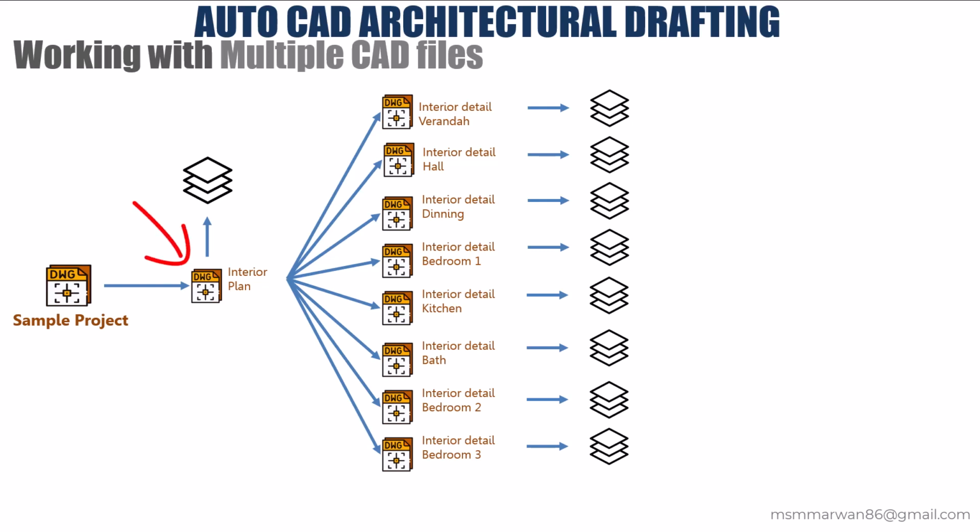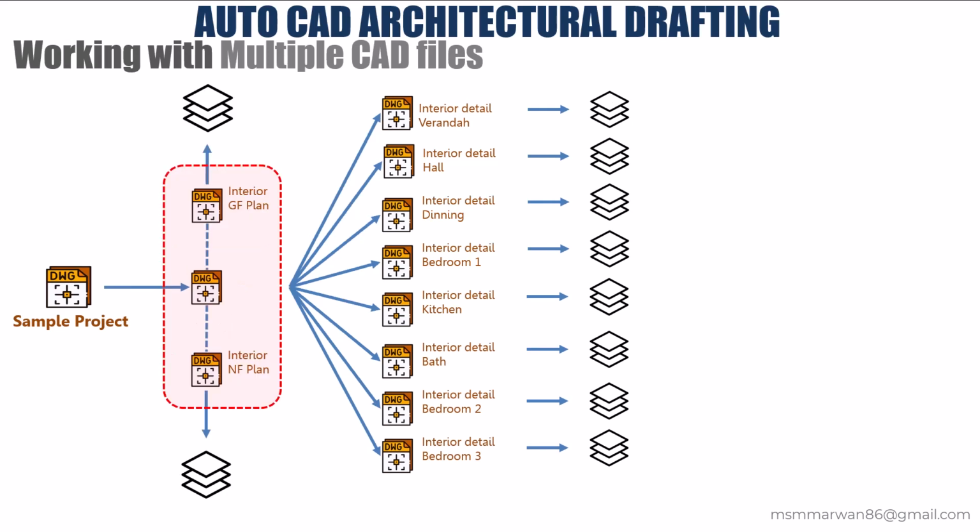Now, if you focus on the interior plan drawing, here I am using a single CAD file. Because in our sample project, we have only ground floor and the first floor. Very limited, so we can proceed with the single CAD file. If I had a multi-story building, then I would have gone for multiple CAD files. For example, interior ground floor plan alone one CAD file and the first floor plan alone another CAD file.